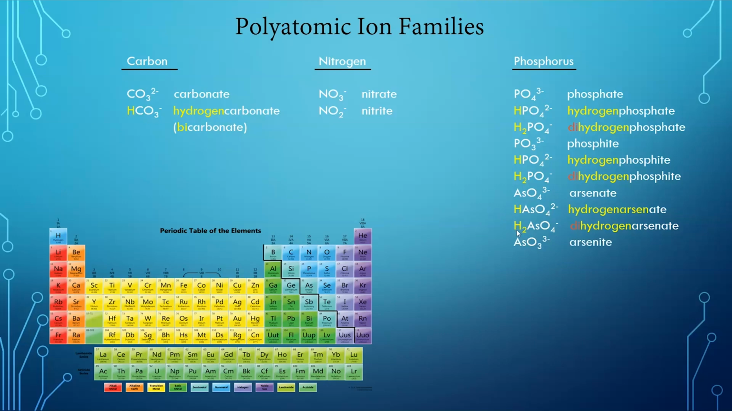We can also do the same thing with the hydrogens. If we add 1 hydrogen, we get the hydrogen arsenite, and if we add a second hydrogen, we get dihydrogen arsenite. So at this point, we've gone through 3 of our families. If you know carbonate, nitrate, and phosphate, the big 3, that's now a total of 16 polyatomic ions that you can figure out by either adding hydrogens, removing oxygens, or switching out the first element with a member of its family. Let's move on then from phosphorus over to sulfur.